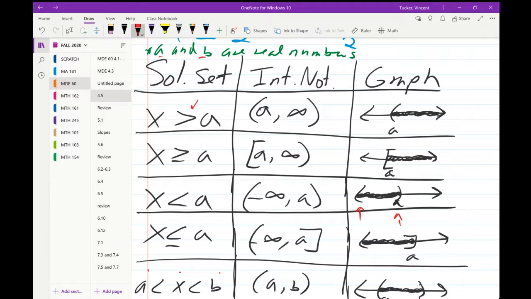When I go to my graph, I will go from A to infinity. So I'm shading to the right using my parentheses. Each piece should reflect what's going on in the other piece. So if I use parentheses in interval notation, I should be using parentheses in my graph and so on. Second row, same relationship, except I have or equal to. So I will use a bracket and then shade to the right.